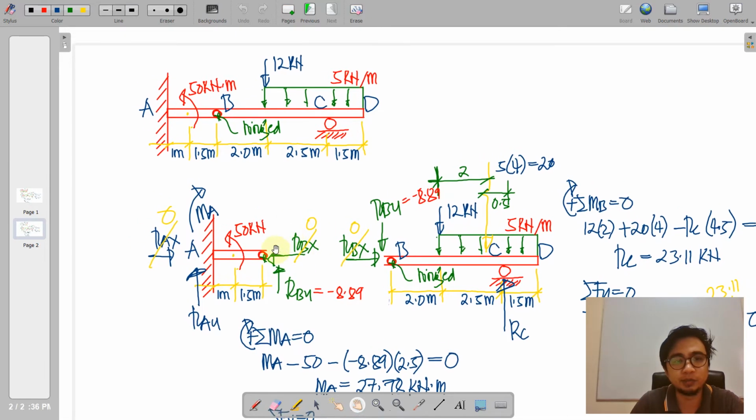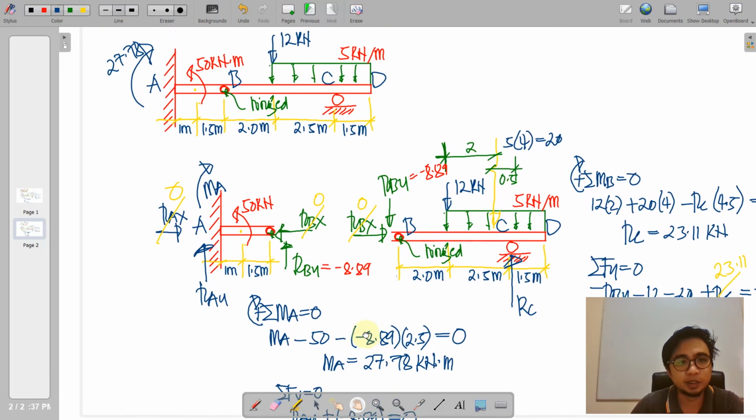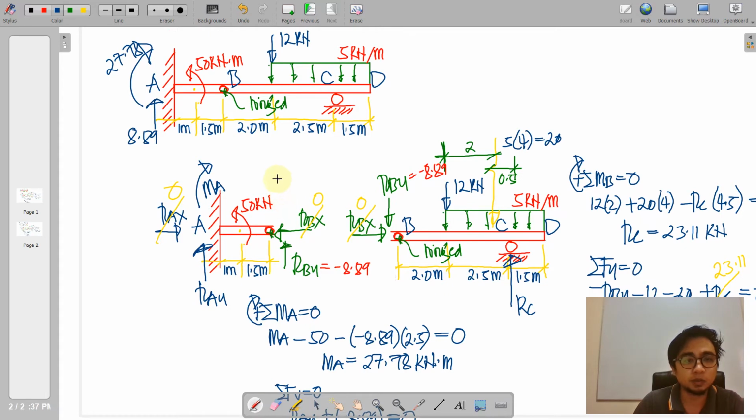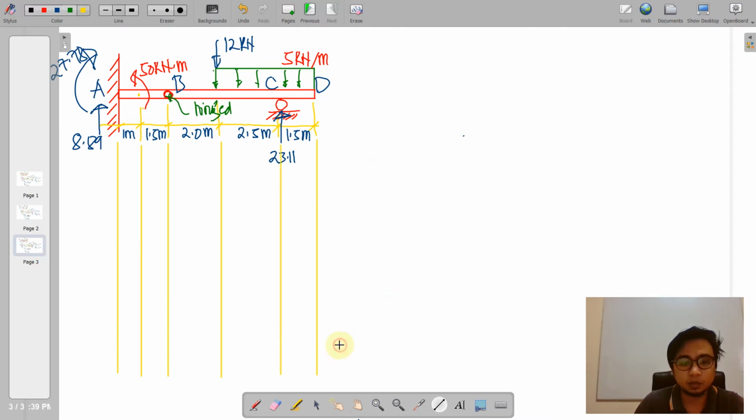So with this, we'll just have to place all of your reactions on the whole beam, which is not detached. This time we are going to consider the whole structure. So we'll just place here what we have obtained, RAY equivalent to 8.89, and our RC equivalent to 23.11. We will now proceed to our shear diagram. We first project all of our span.